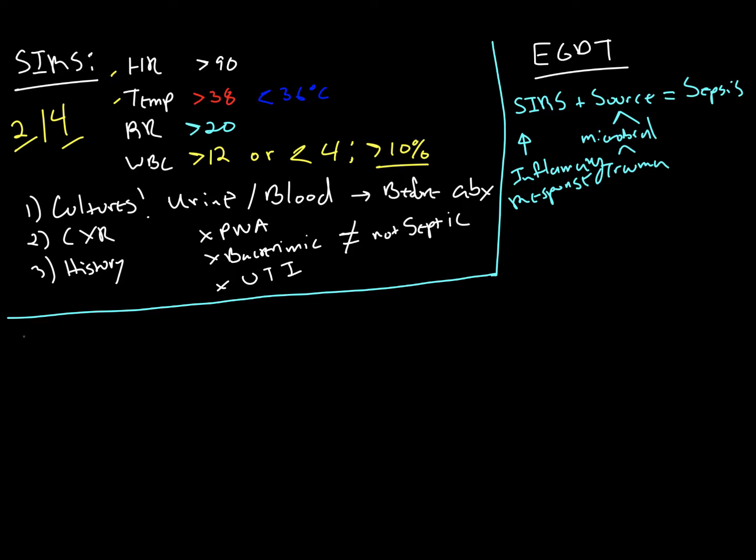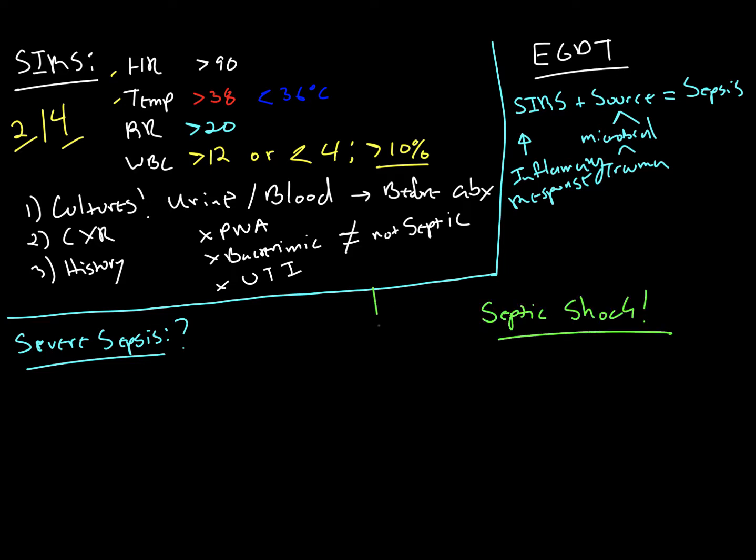So let's say we have severe. So what do we mean by this? And then also we have septic shock. Okay, where do we draw the line here? Well, right there. So severe sepsis, how are we going to define that? Now we have SIRS and a source where we have a septic patient. Are they severe? Are they in septic shock? What do we do? So our severe septic patients we can keep on the floor.